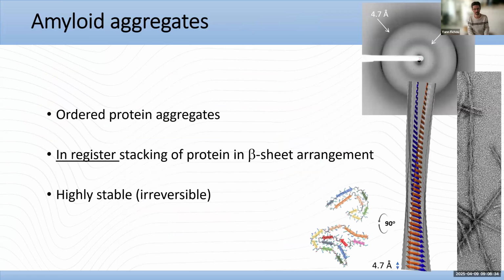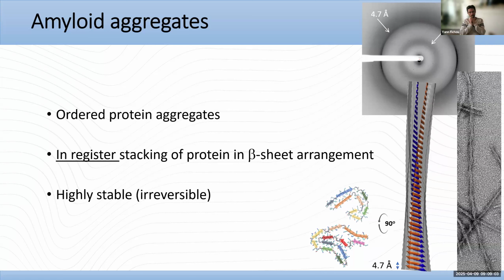So that's the general question, and to set the stage for how we answer those questions, I need to give you a bit more information on those so-called amyloid aggregates. They're highly ordered protein aggregates. They're actually a stack of protein along the same direction, which is why it's a filament. And then this stacking is in register and in a structural pattern that is called cross beta sheets.